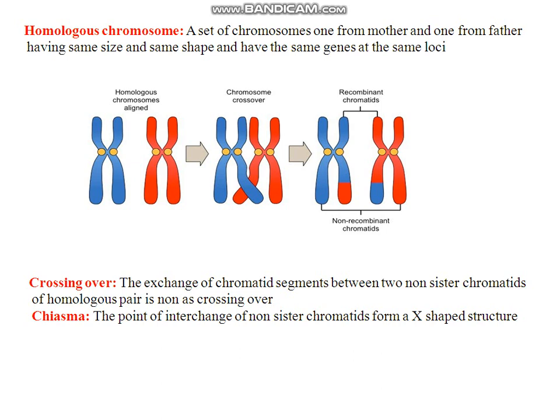These two definitions are given. First one is crossing over: the exchange of chromatid segments between two non-sister chromatids of a homologous pair is known as crossing over. And chiasma: the point of interchange of non-sister chromatids forms an X-shaped structure which is called chiasma.